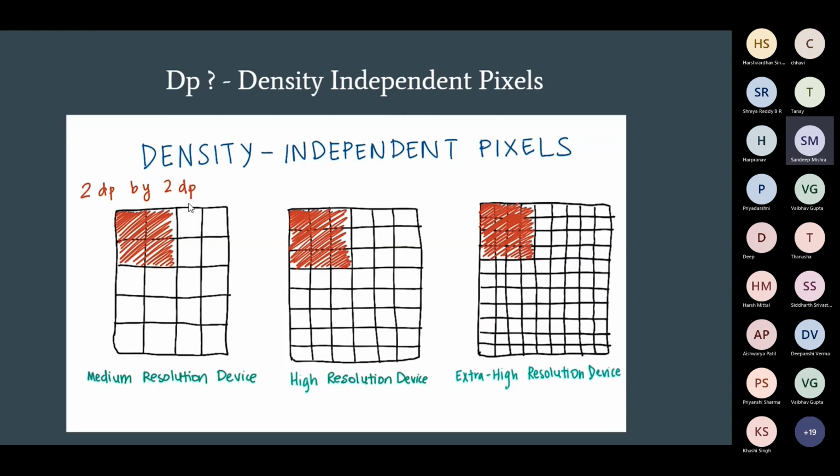So we defined a term called dp, which is known as density independent pixels. If you write 2 dp by 2 dp, like if its width is 2 dp and its height is 2 dp, then in medium resolution devices it will take a size similar to this. It will take 2 by 2 pixels. Not like 2 centimeters; let's suppose these blocks are 1 centimeter. If you place it as 2 centimeters by 2 centimeters, then in a high resolution or extra high resolution device, you will see that the 2 by 2 will be very small. But in the medium, it will become very large.